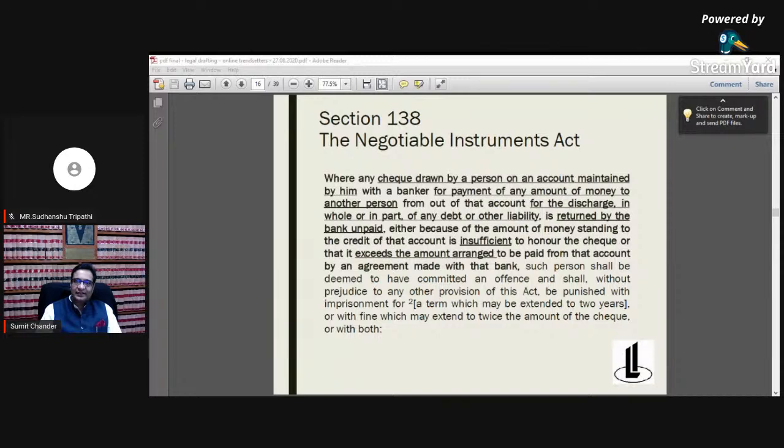So now if I have to take out the ingredients, and I have underlined it here, you need to understand the ingredients here are: 1, that the check should be drawn by a person on an account maintained by him. 2, of that amount to another person. 3, it should be for the discharge of some debt or liability, whether in whole or in part, and it should have been returned by the bank unpaid, either because it was insufficient or because it exceeds the amount arranged. So when you're drafting a complaint under Section 138, for instance, you will make sure that all these ingredients which I've read out have been put into it.